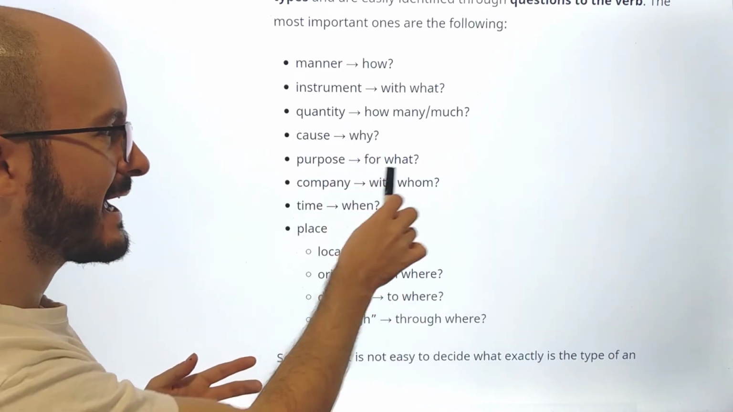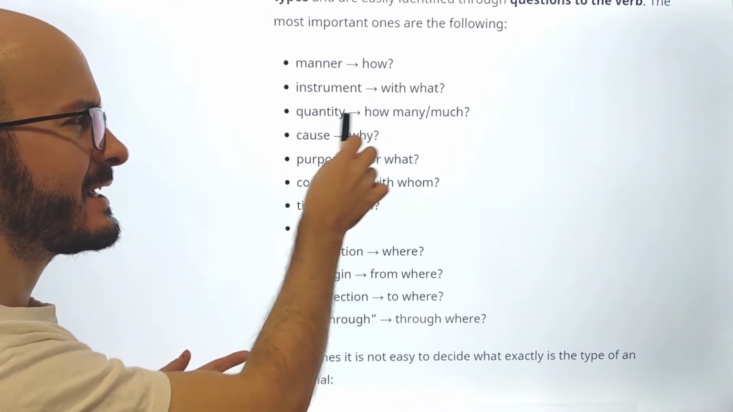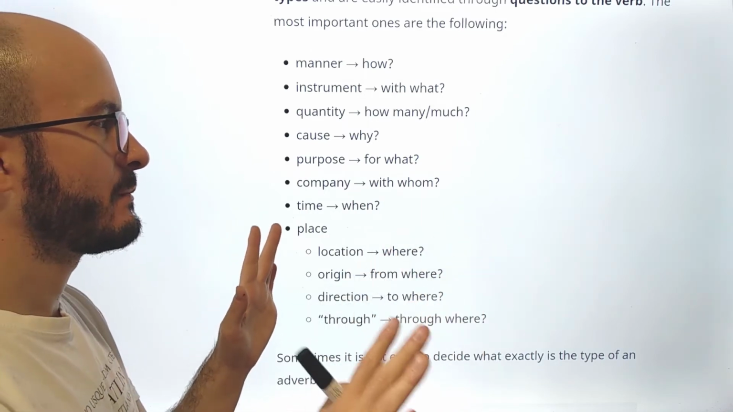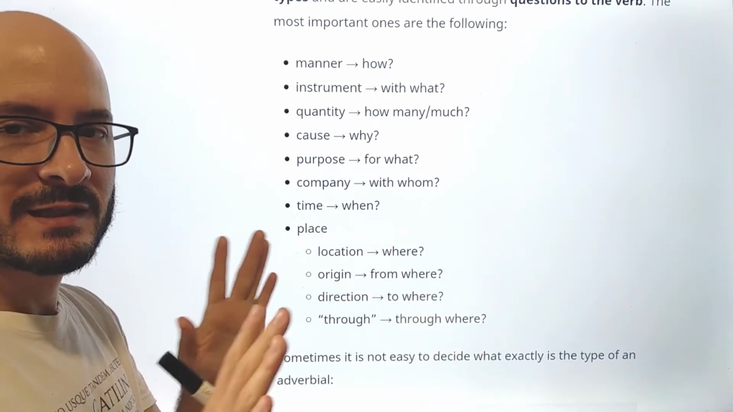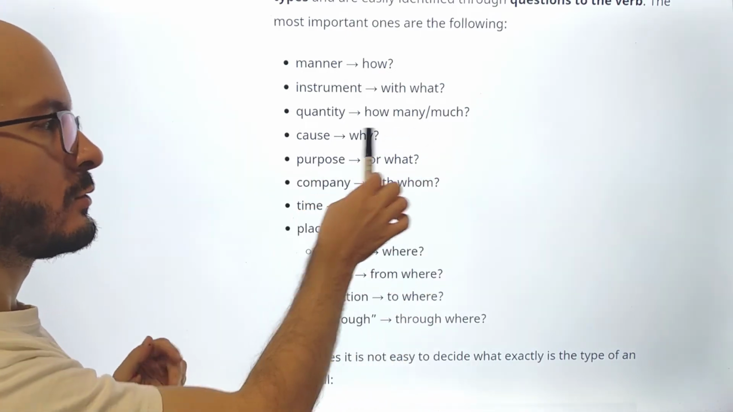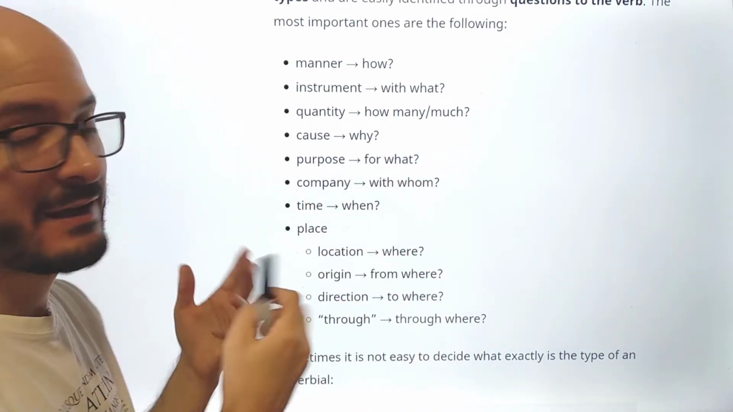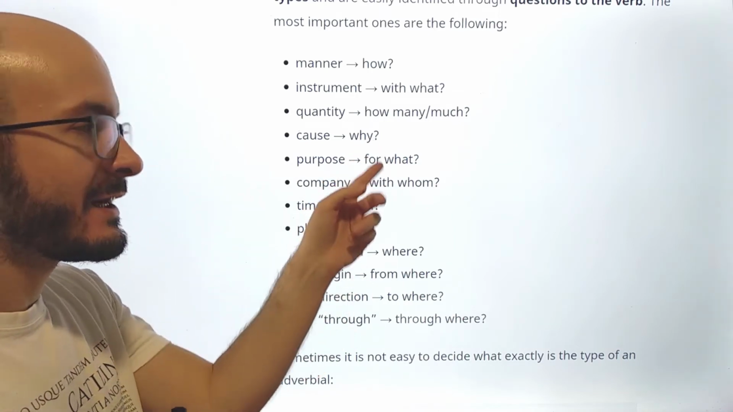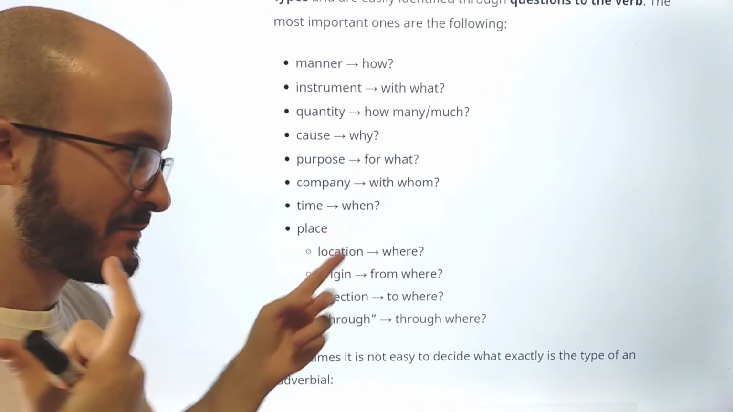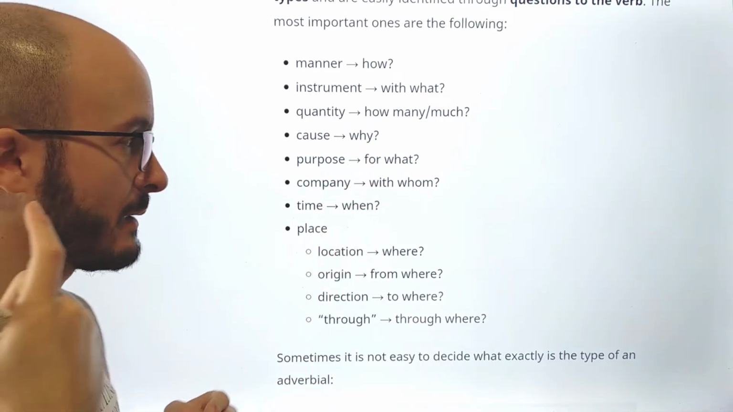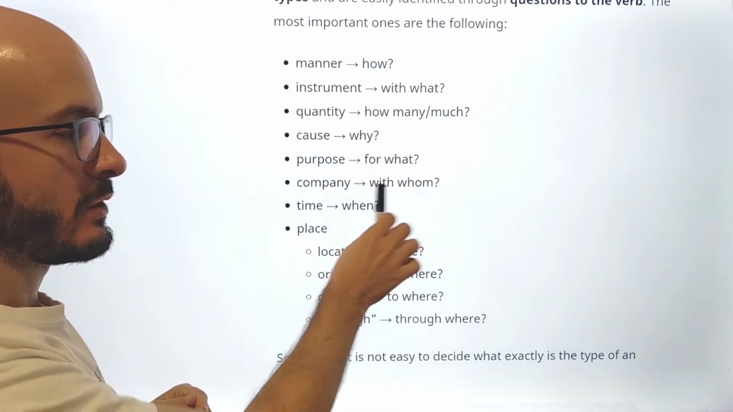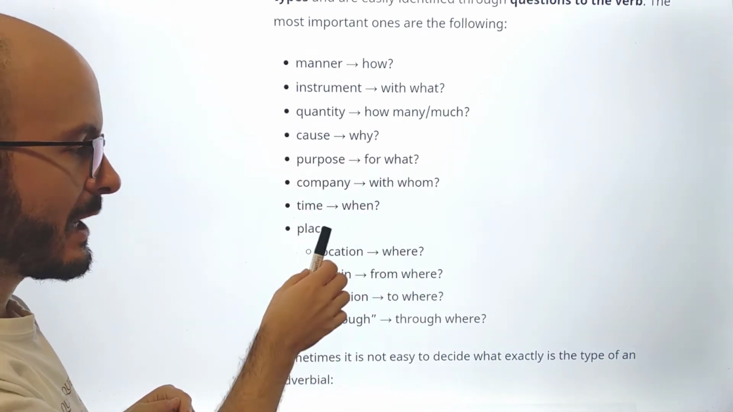Notice that many times these are not very easy to distinguish from one another. The cause and the purpose many times are hard to tell apart. But yeah, why and for what? I mean, philosophically, they are two very different questions, but in real life we mix them. Of course, this is not a video about philosophy. So, cause, why; purpose, for what; company, with whom; time, when; and now place.